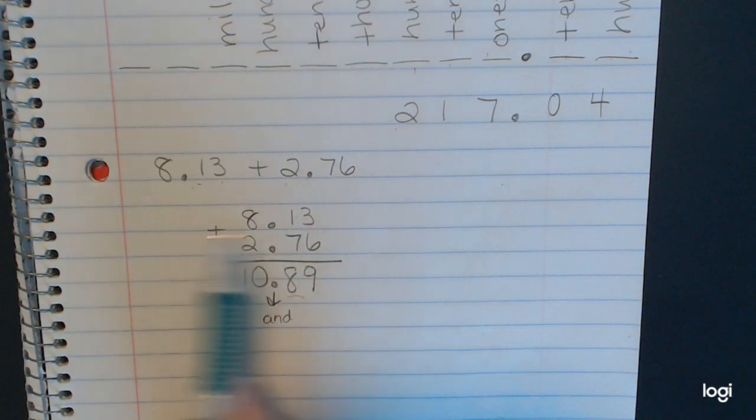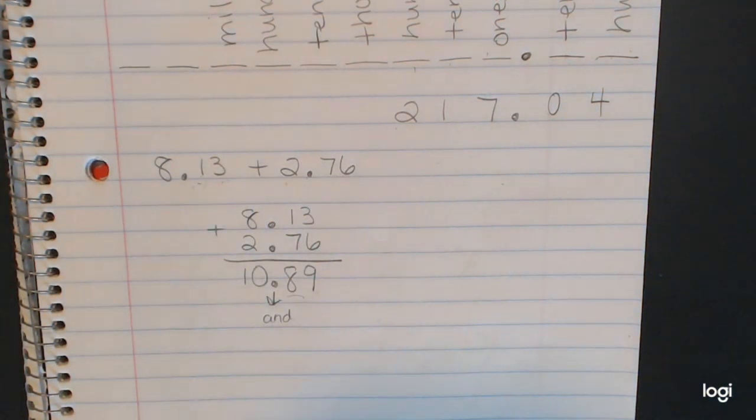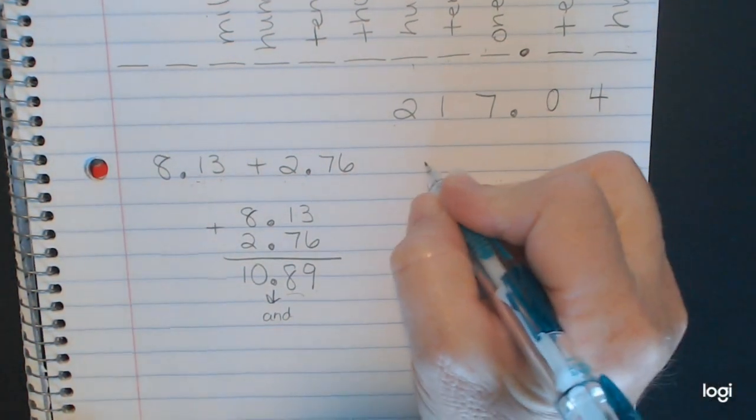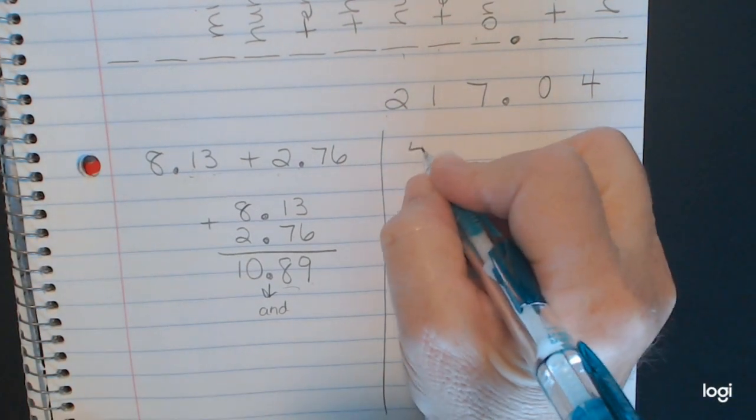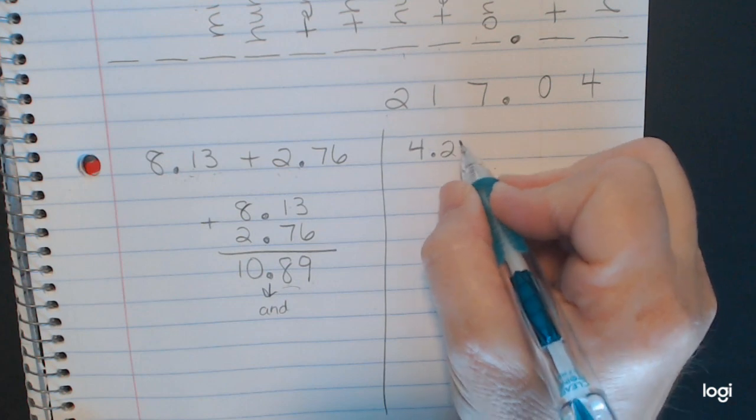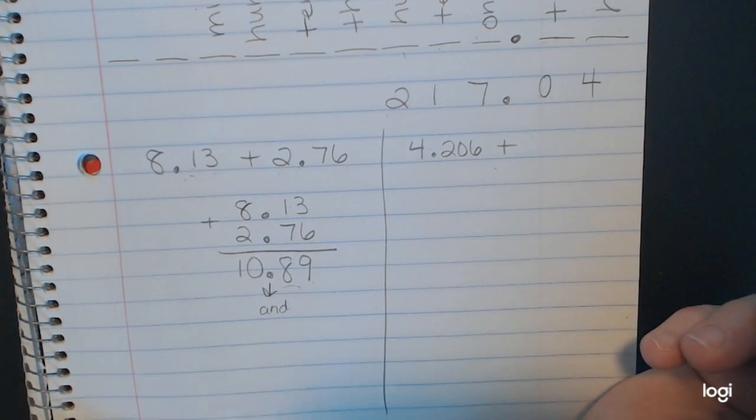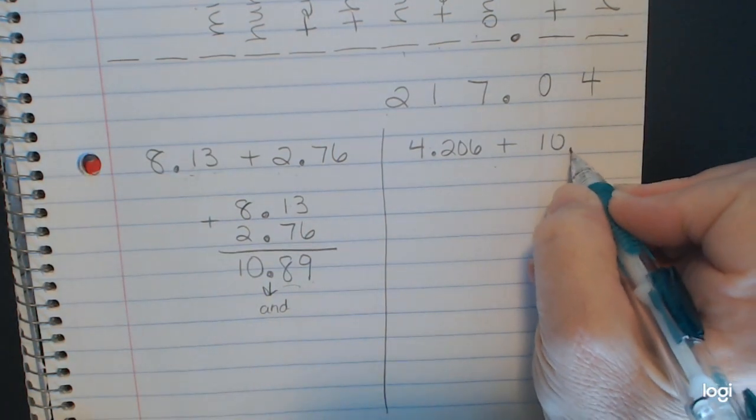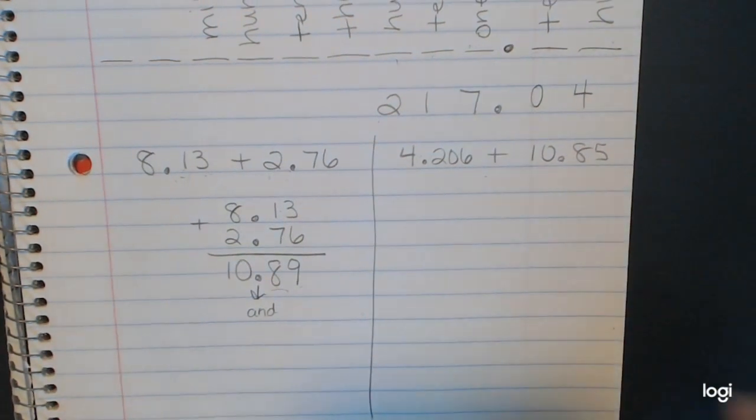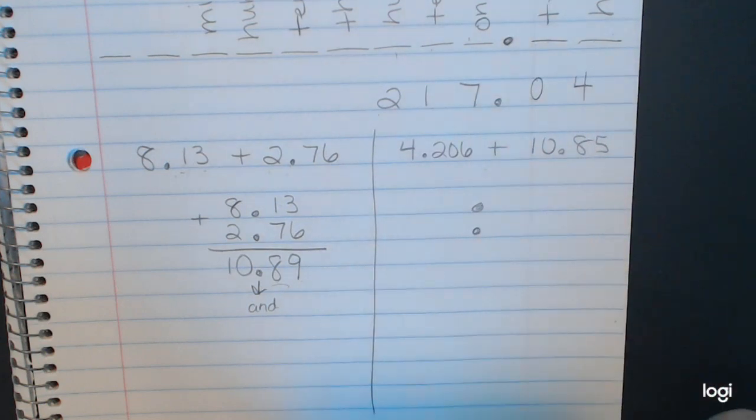Now, sometimes I'm not going to give you exactly the same amount of digits after the decimal, so the next one I would like for you to write is this one. I'm going to put it right here. I'm going to make a little line. 4 and 206 thousandths plus 10 and 85 hundredths. Okay, remember, adding and subtracting, we always line our decimals up. Very important to remember, line your decimals.